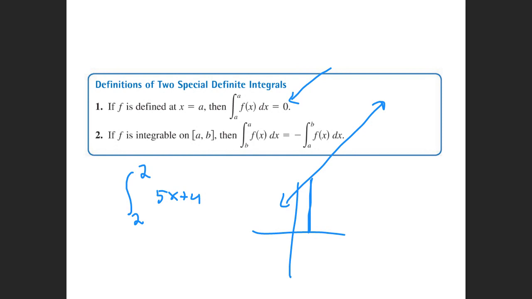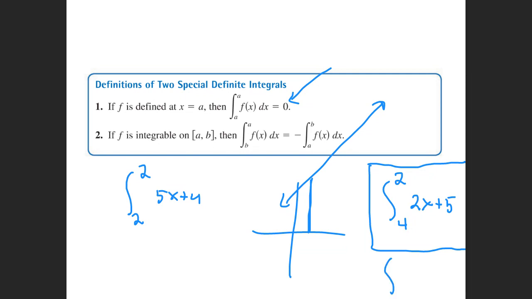Okay, so that's one integral. Now, and this comes into play a lot, if you have a problem like this and you have 4 to 2, integral of 2x, let's say, plus 5. This is an incorrect integral. Why is it incorrect? Because you can't go backwards on an integral. You can't have a larger number on the bottom and a smaller number on top. Well, how do we take care of that? Well, we can rewrite it with a negative in front and then flip the numbers.